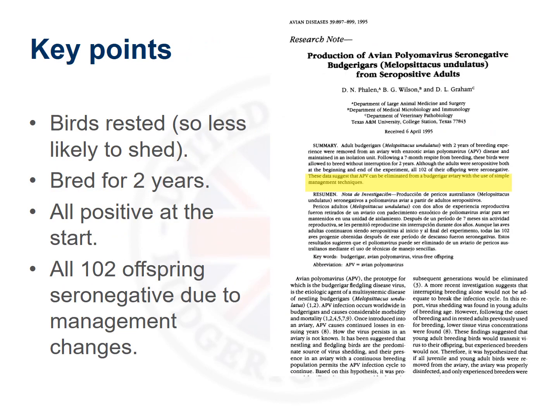Your key points for the management changes here, and this is again a paper from 1995, but they were able to successfully eliminate avian polyomavirus. They'd rested the birds, so there's less shedding in the adult birds, and they then bred them for 2 years continuously. And the adults they started off with were all positive, but because they'd rested them, they then continued to breed them after they had been completely rested. They were able to produce seronegative offspring from what was originally an infected group.